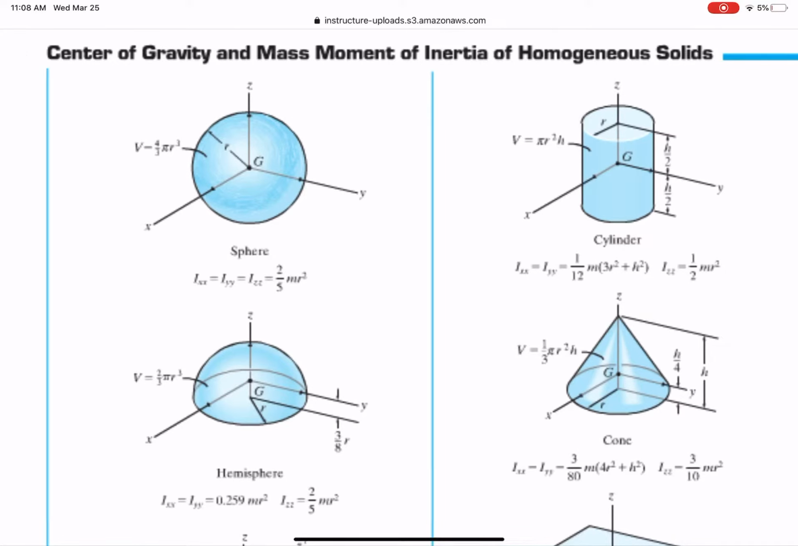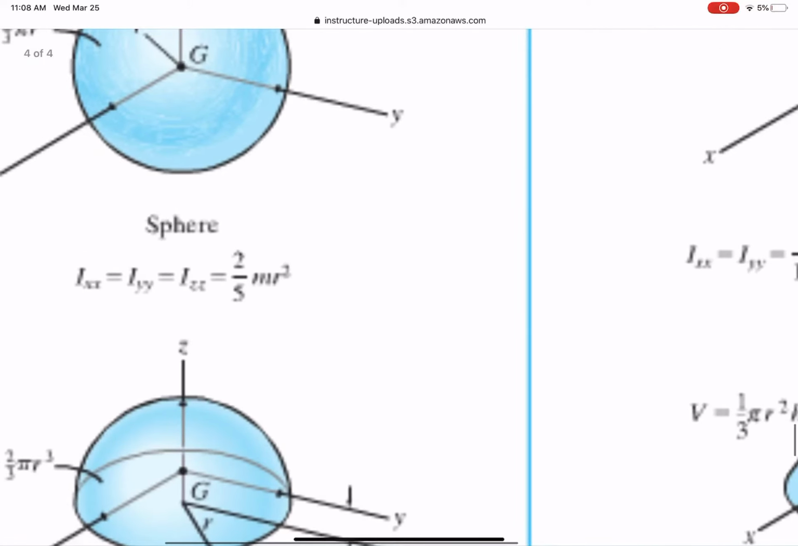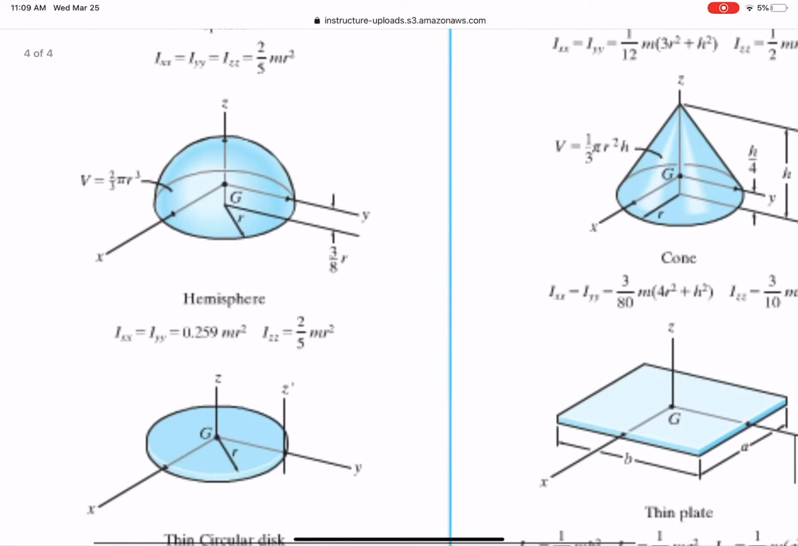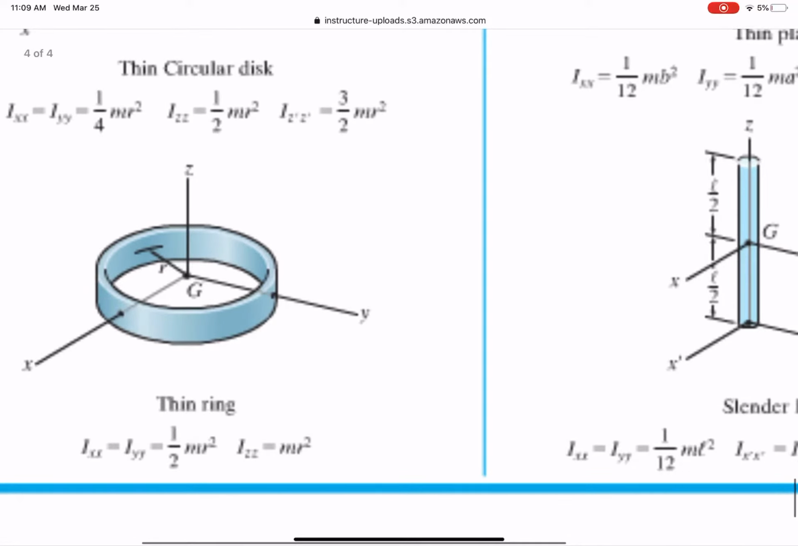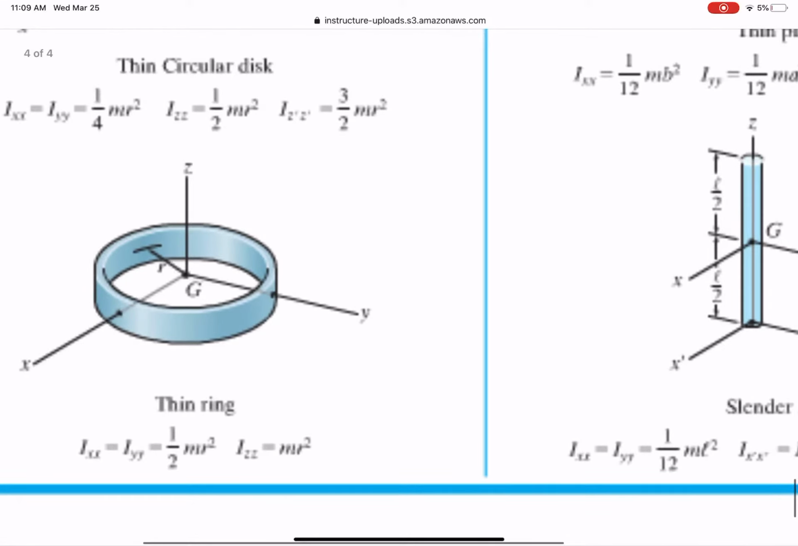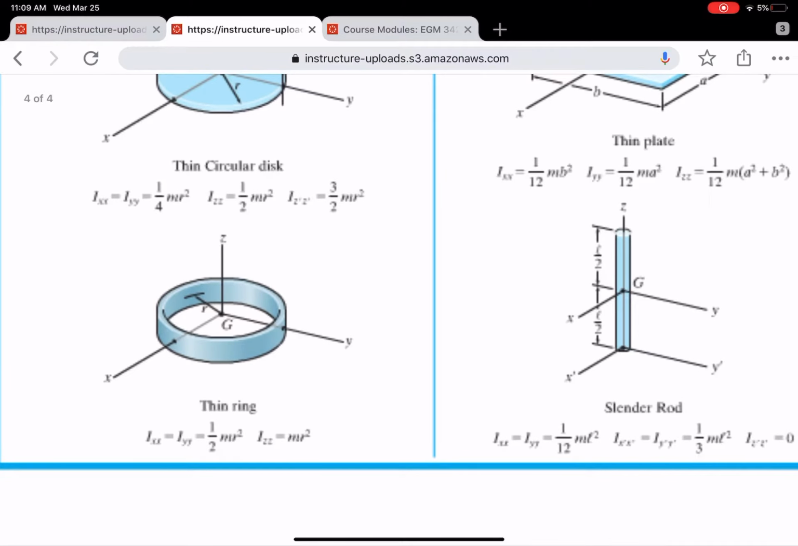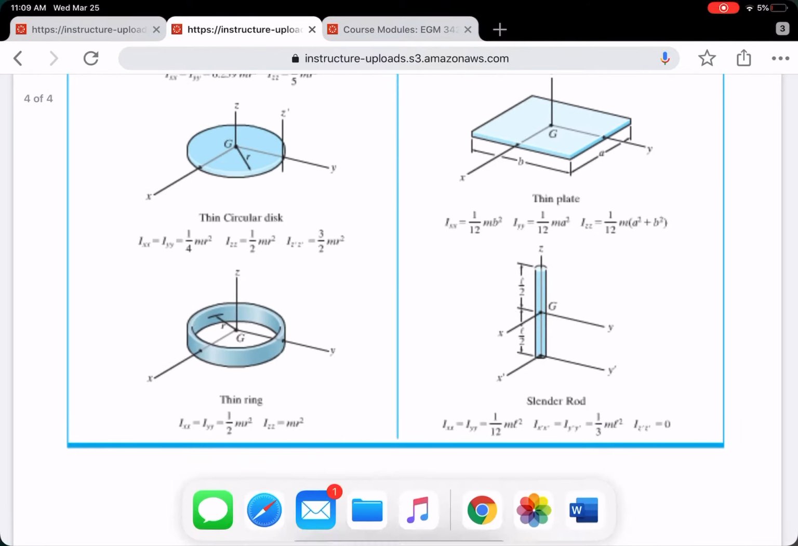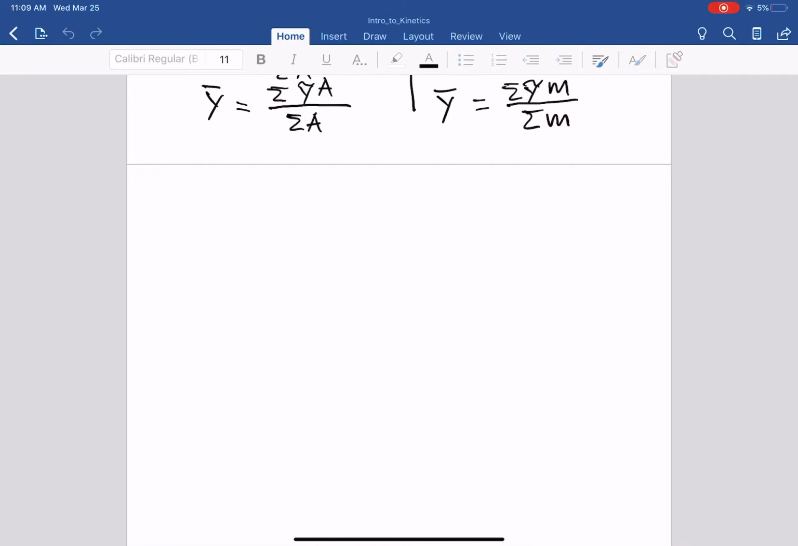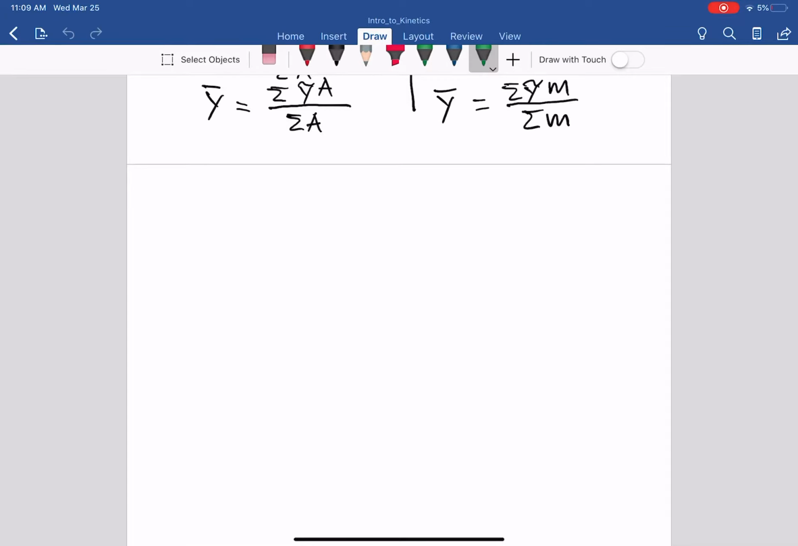For example, for the sphere, you have 2/5 of mr squared. For rings, you have mr squared for IZZ, and for the y-axis and x-axis, 2 mr squared. So as you can see, the pattern here is one coefficient times mr squared. So with that, to simplify the mass moment of inertia, they introduce a new concept that we call radius of gyration.